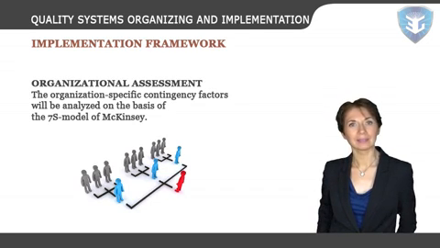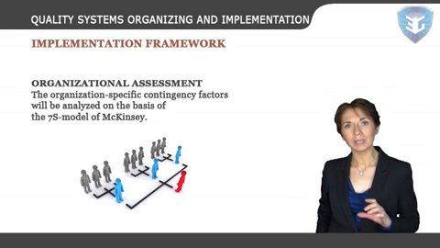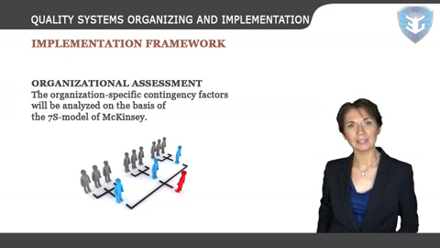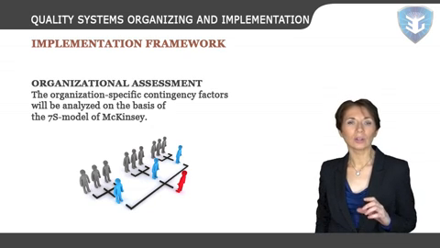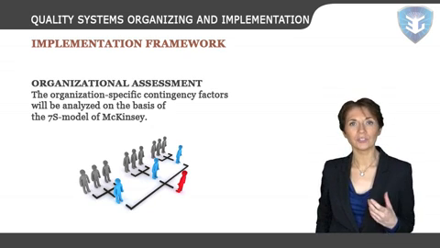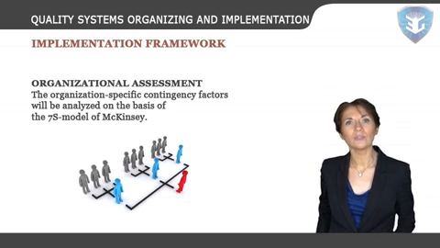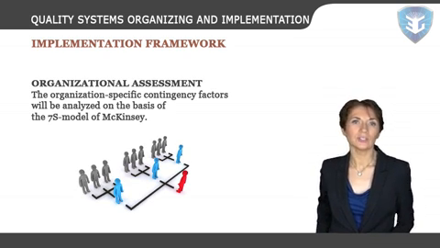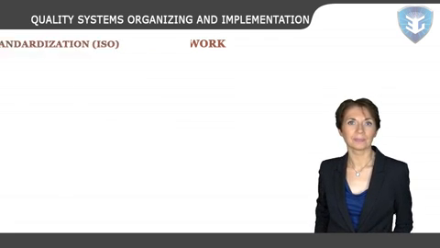Organizational assessment. The organization-specific contingency factors will be analyzed on the basis of the 7S model of McKinsey. In their search for excellence, they found that not only the hard things mattered, such as structure, strategy, and systems, but also the soft people-related things, such as staff, style, skills, and shared values.